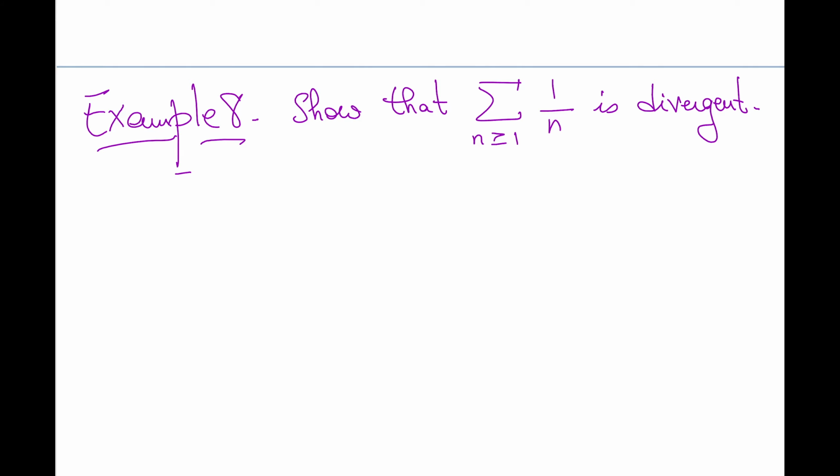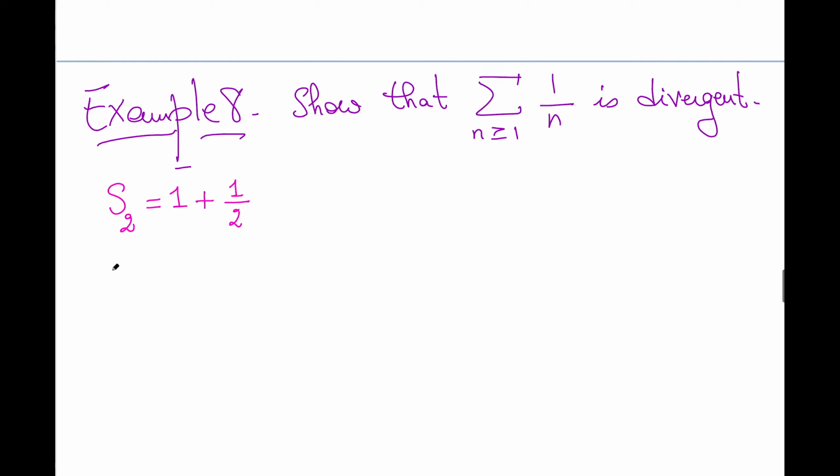So he looked at S sub powers of 2. The first one he looked at is S2. And what's S2? It's the sum of the first two terms of the series. The first term is 1, and the second term is 1/2. So S2 is 1 plus 1/2.